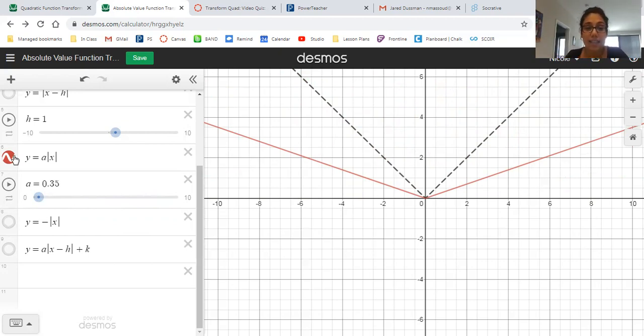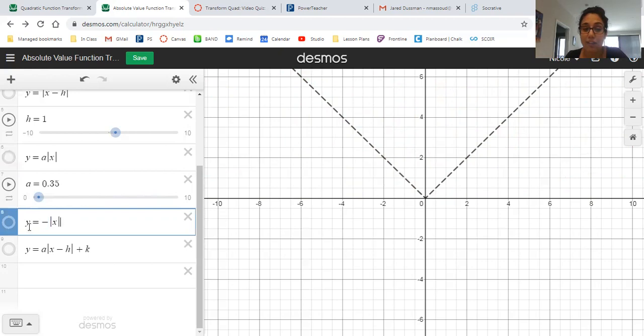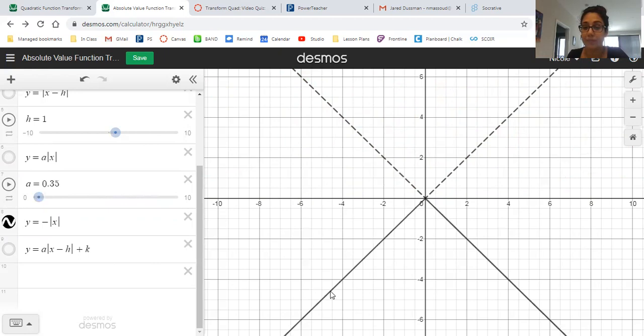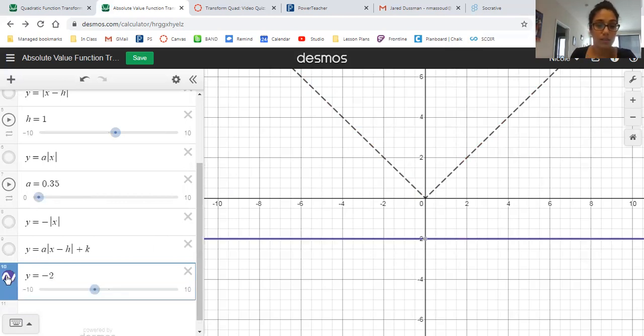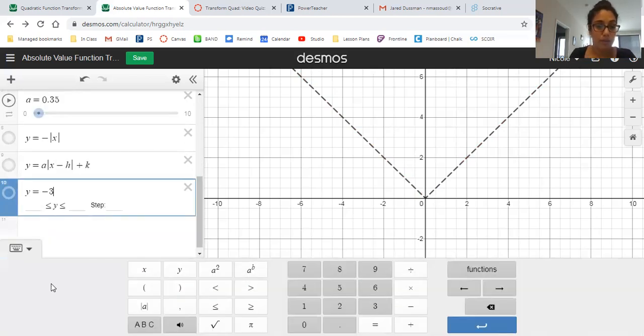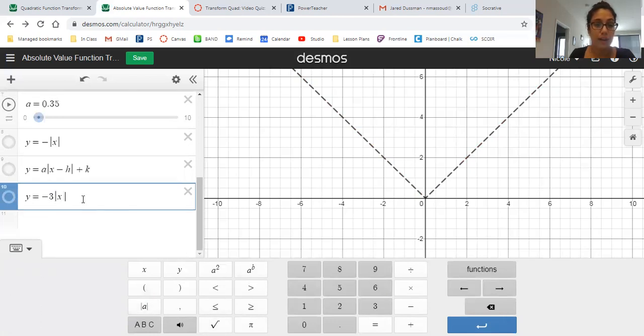All right, and then lastly, if we have a negative in front of that, if a is negative, then it flips upside down. Same thing as when we had parabolas. So if I have y equals -3, let's turn this off. -3 absolute value. This is Desmos. Desmos is great. Absolute value of x minus 4. Actually, plus 4.